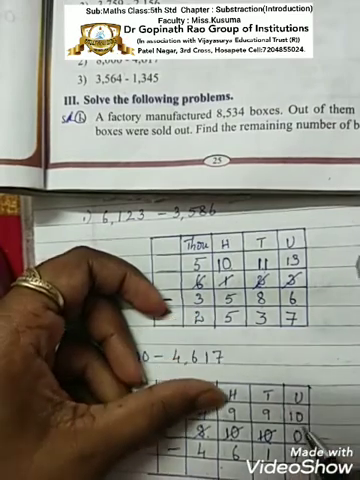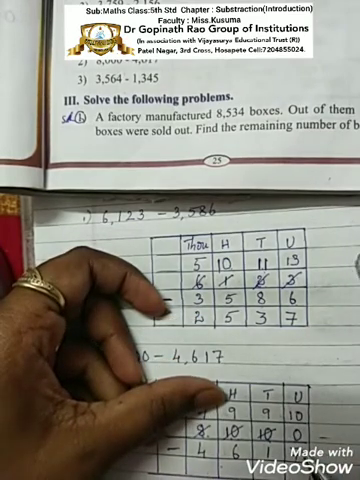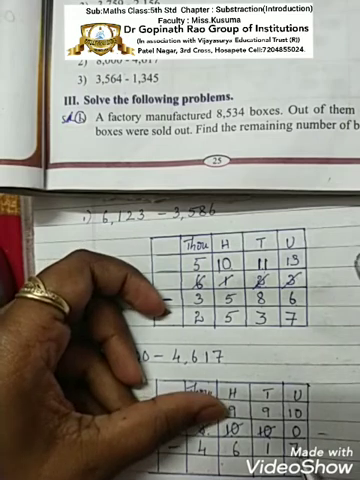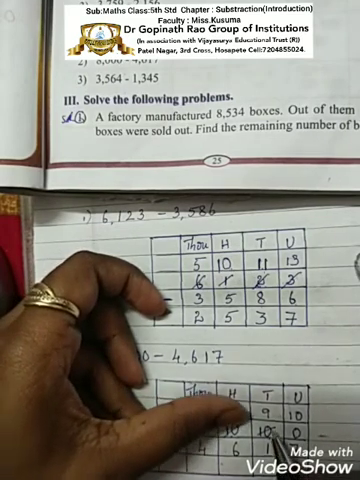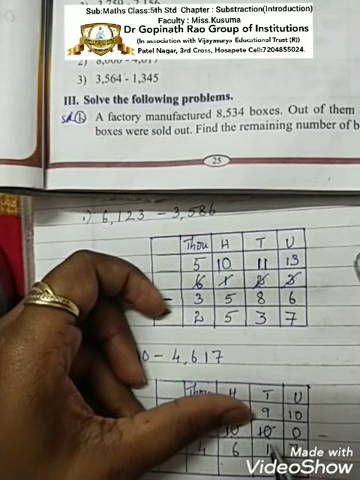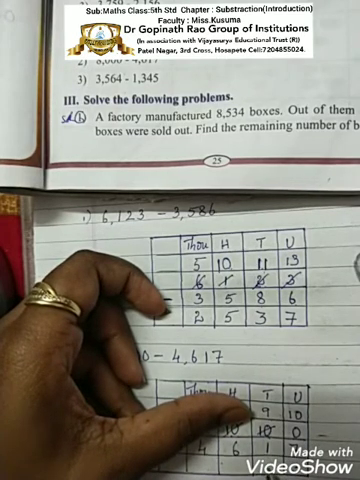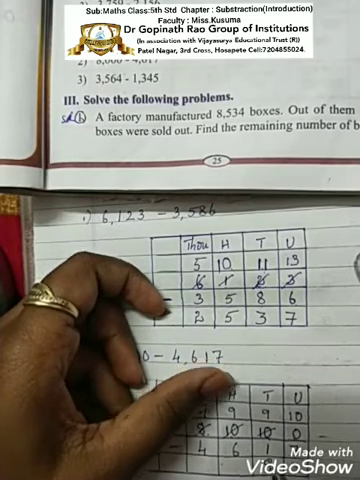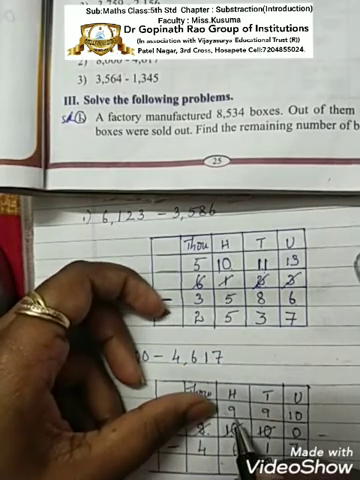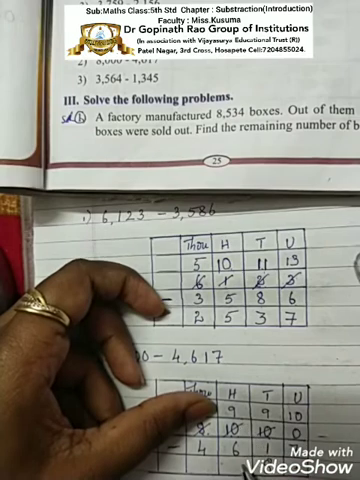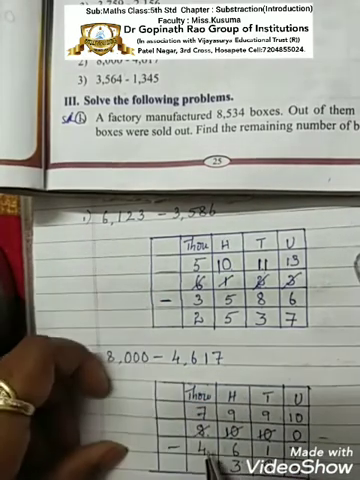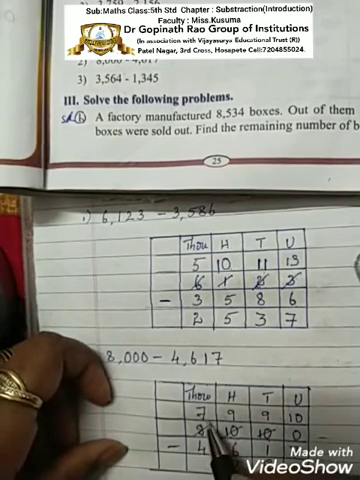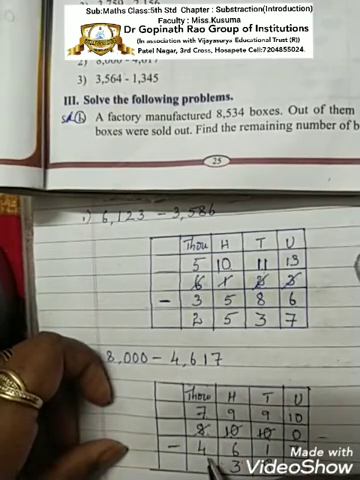Now you subtract 10 minus 7. 10 minus 7 is 3. Next 9. What we have? 9 minus 1 is 8. Next what we have in the hundreds place? 9 minus 6. 9 minus 6 is 3. Next come to thousands place. 7 minus 4.